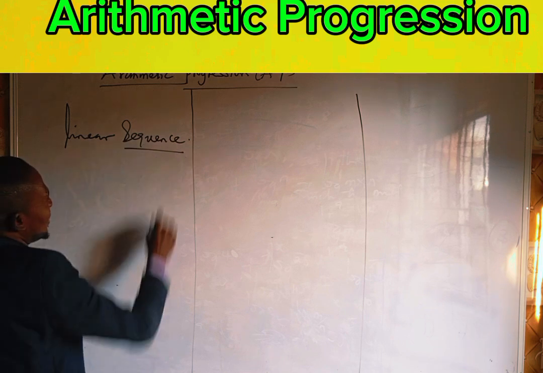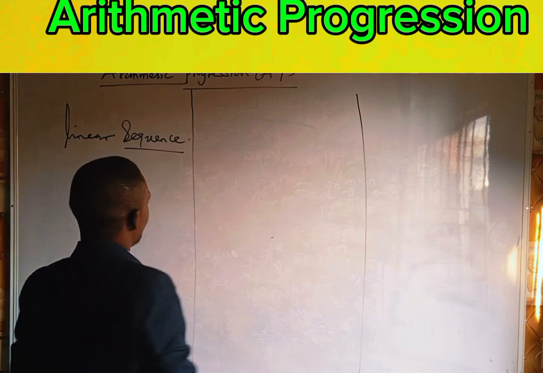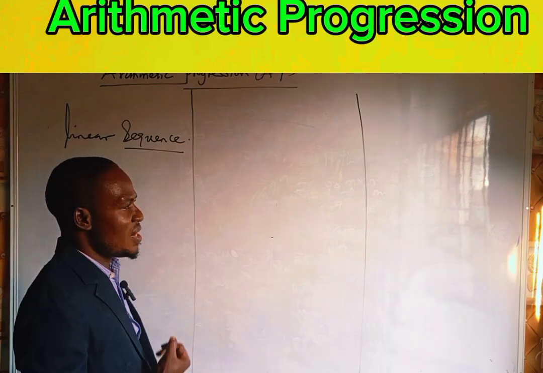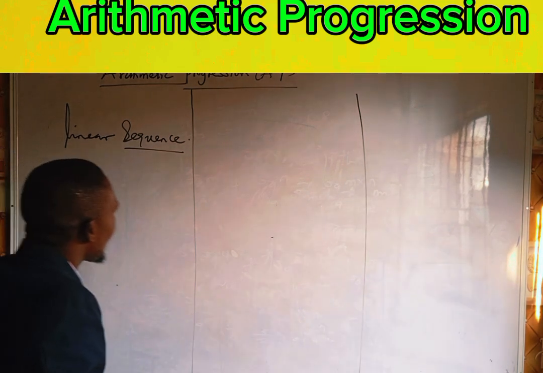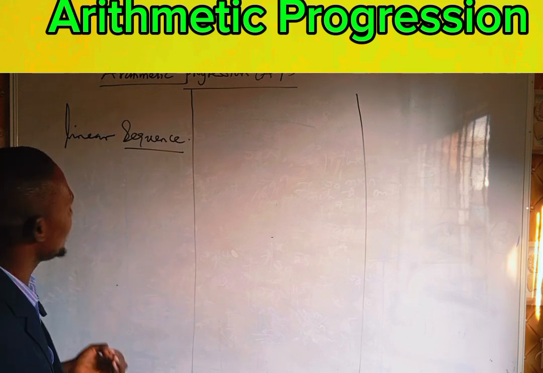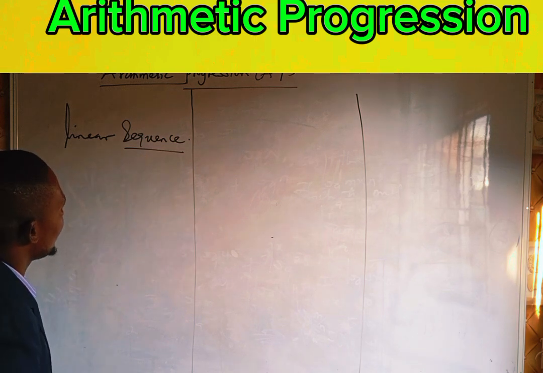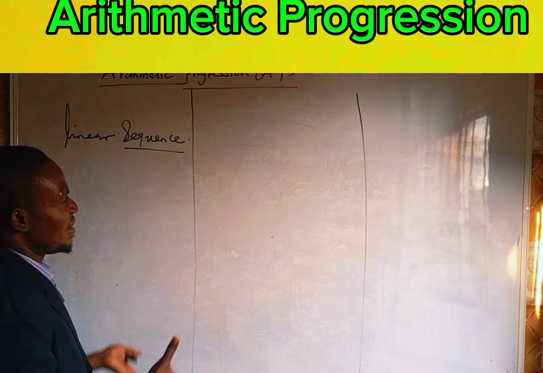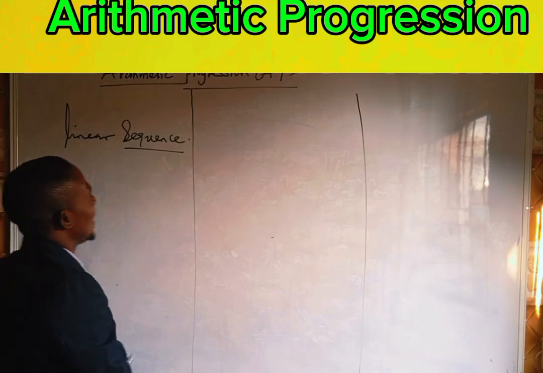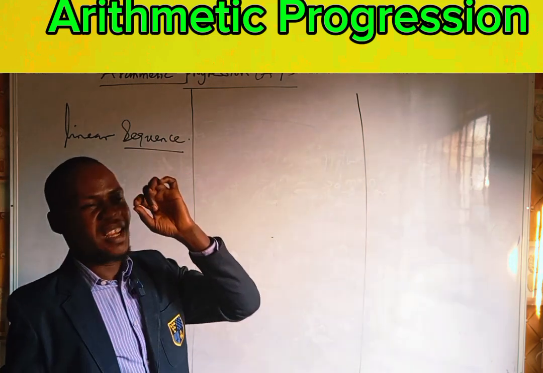Now, what is a sequence? A sequence simply means an orderly arrangement of numbers or quantities according to a well-defined rule. So we have two types of sequence generally. We have a linear sequence, or arithmetic progression, and we have an exponential sequence, or geometric progression.